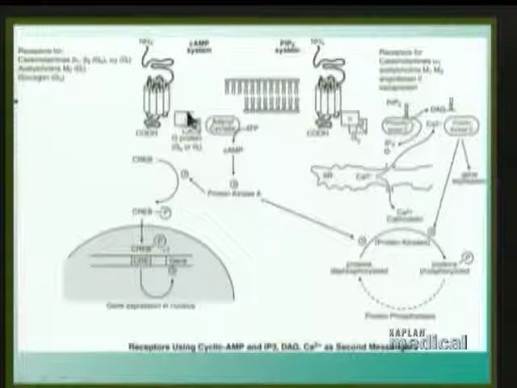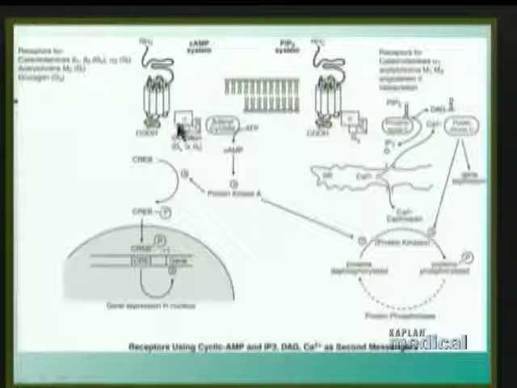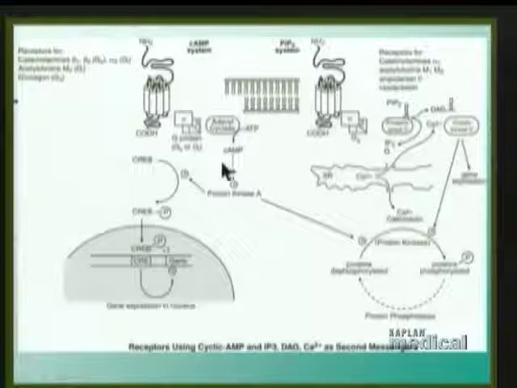G proteins are trimeric. They have 3 subunits called alpha, beta, and gamma. And they're called G protein because the alpha subunit binds to GTP in order to do its job. GTP is what gives energy to the G protein to then communicate with an enzyme attached to the intracellular side of the cell. In the cyclic AMP system, the G proteins interfere with adenyl cyclase. And adenyl cyclase is an enzyme that takes ATP and makes cyclic AMP.